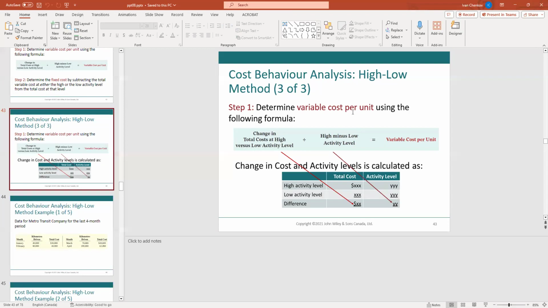First, we're going to determine the variable cost. Again, we're going to get the high level of activity with the cost associated, and the low level of activity with the cost associated. Cost becomes our numerator, activity becomes our denominator. Cost divided by the activity is going to give us the variable cost per unit.